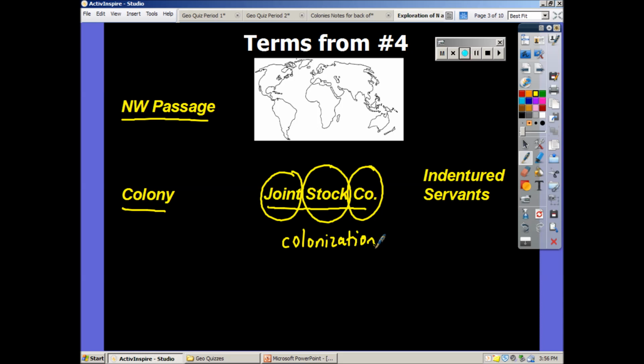One of the terms that we need to add to our list for number 4 is indentured servants. As much as we have people that are coming as part of the colonies and the joint stock companies, those people are coming of their own free will and setting up those businesses to work for the joint stock companies. But there are some people that don't really come of their own free will entirely, and that is that they're significantly poor, and they don't have a way to get across the ocean.